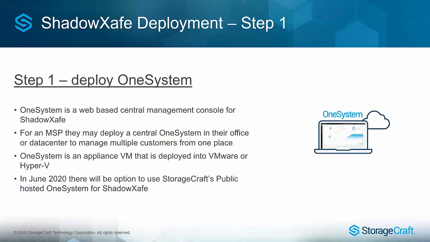So step one, deploying the OneSystem. Again, this is the web-based central management console. And as an MSP, you just need to install one of these in a central location, and this will manage all of your customers from that one place. OneSystem is an appliance VM. It will be deployed into VMware or Hyper-V. And as I mentioned, in June this year, there'll be an option to, instead of having to deploy a OneSystem, just leverage a hosted one if you would prefer.